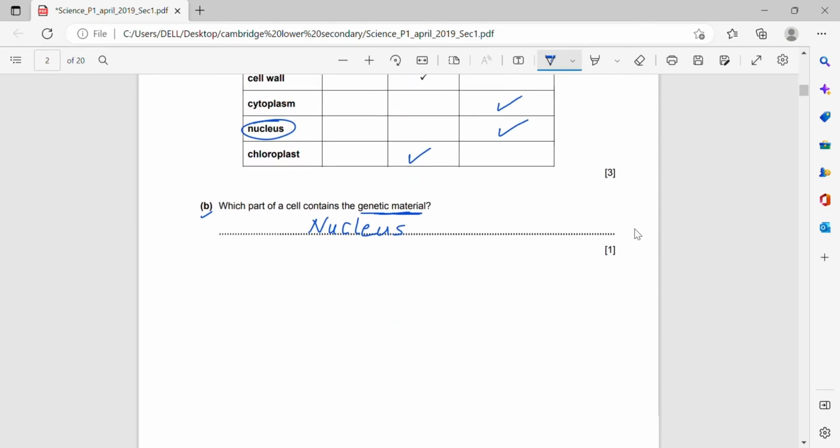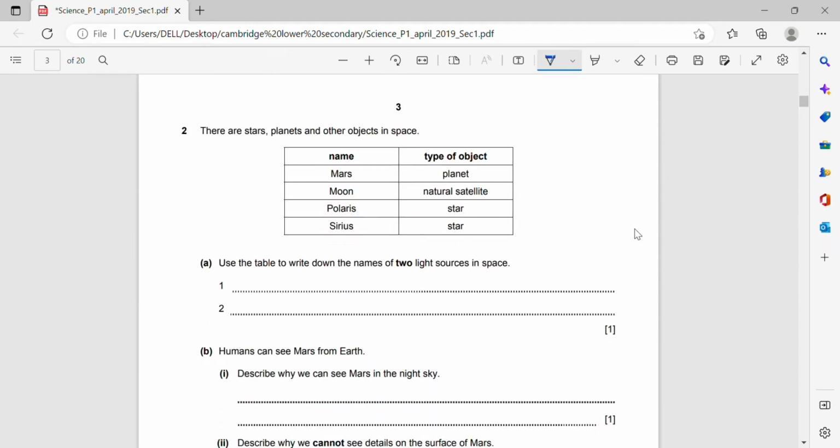Next question 2. There are stars, planets, and other objects in space. We have the name of the object and the type of the object. We have Mars, Moon, Polaris, and Sirius. Type of the object: planet, natural satellite, star, and star. Let's go to the first question. Use the table to write down the names of 2 light sources.